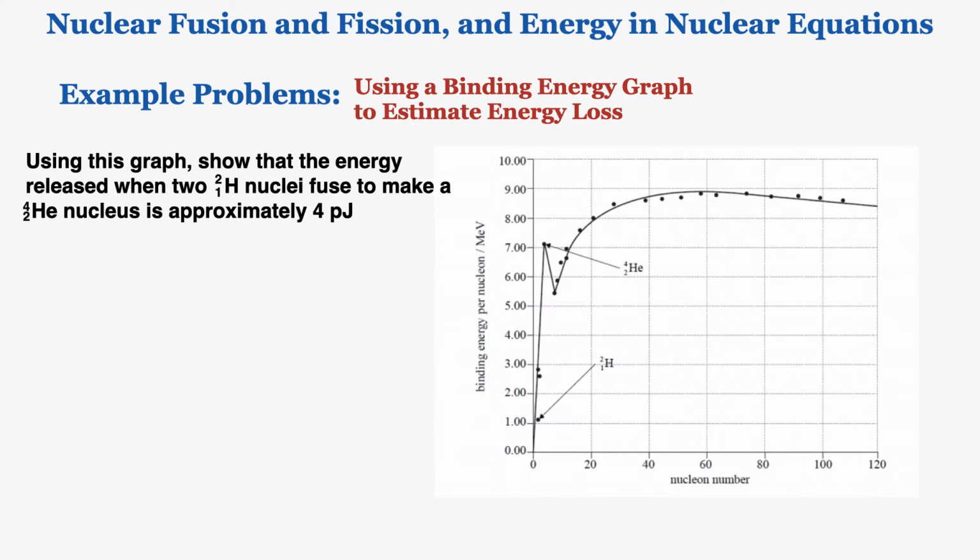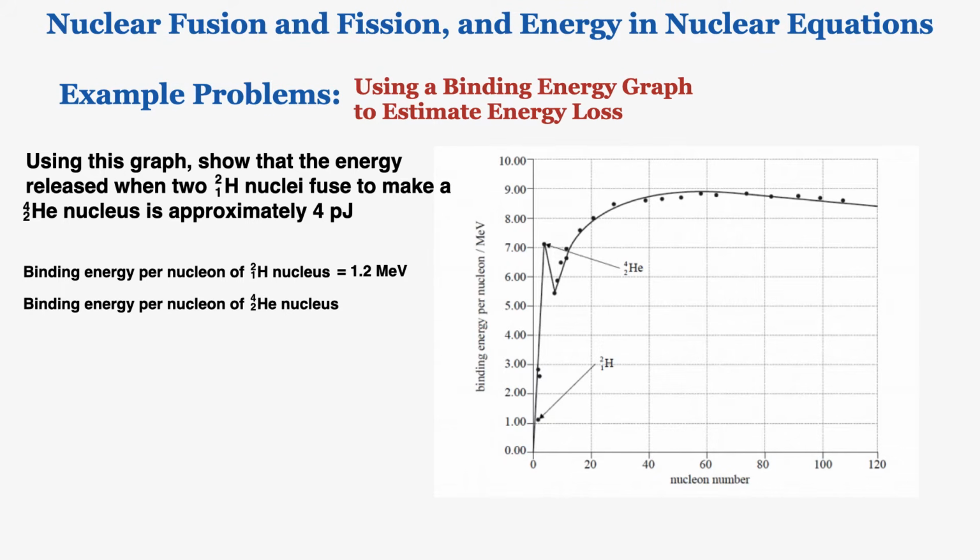The next type of example is using a binding energy graph to estimate energy loss. This problem is asking us to use this graph to show that the energy released when 2 hydrogen-2 nuclei fuse to make a helium-4 nucleus is approximately 4 picojoules, which is 4 times 10 to the negative 12th joules. I can use this graph to understand the binding energy per nucleon of hydrogen-2 that's here. I can see that's about 1.2 mega electron volts.